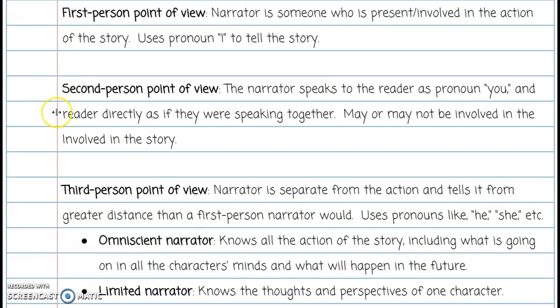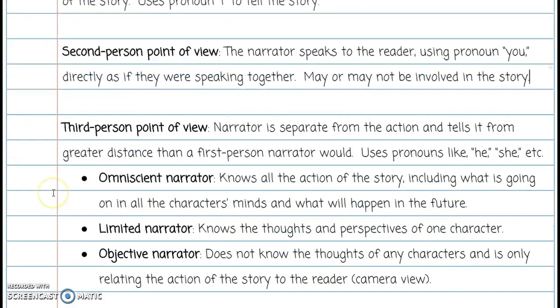In a second-person point of view, the narrator speaks to the reader as the pronoun you and the reader directly, as if they were speaking together. The narrator may or may not be involved in the story.